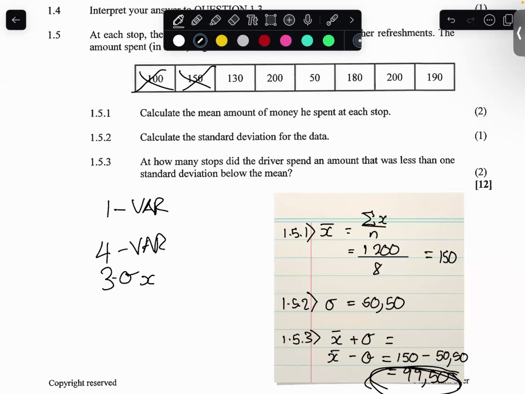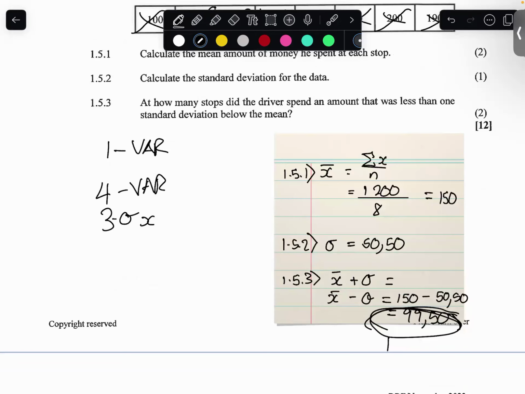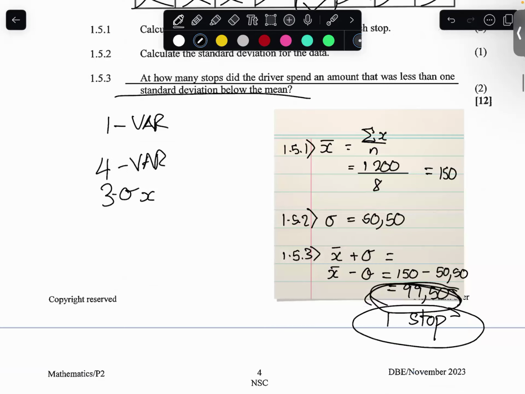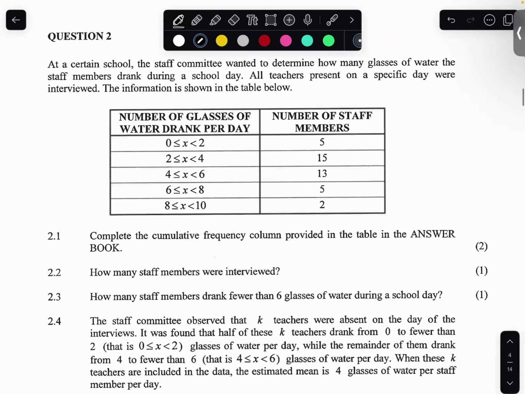This isn't it. No, no, no. That one works. No, no, no. That means there's only 1 data element that is below 1 standard deviation of the mean, which means there was only 1 stop. At how many stops did the driver spend an amount that was less than 1 standard deviation below the mean? 1 stop, because there's only 1 data element less than this. All right. Okay, that was question 1.